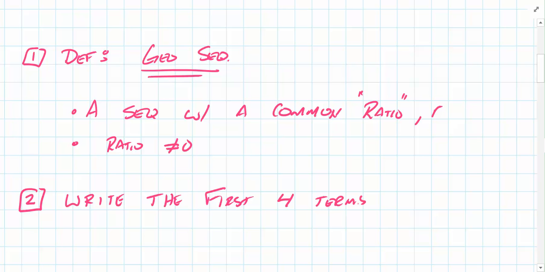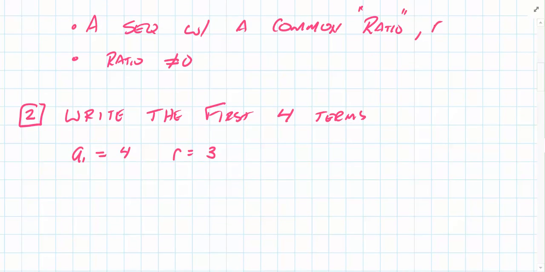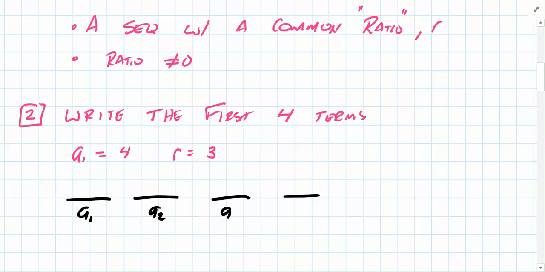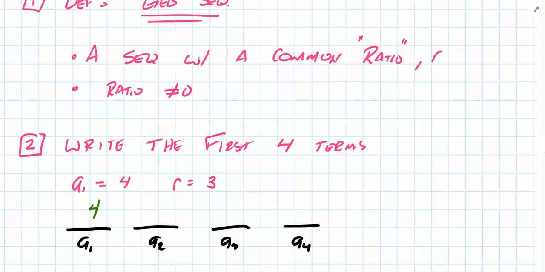All right, so let's say that a sub 1 is equal to 4, and the common ratio here is equal to 3. What does this look like? If this is a geometric sequence, well, let's make some room for our first 4 terms. We got 1, 2, 3, 4. A sub 1, A sub 2, A sub 3, A sub 4. Okay, the very first term was given to us, is 4, common ratio, yeah, R. So the very first term is 4.